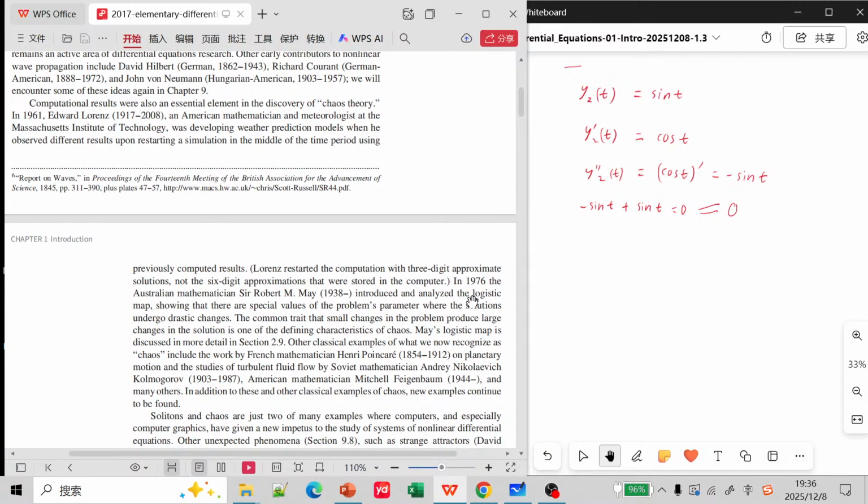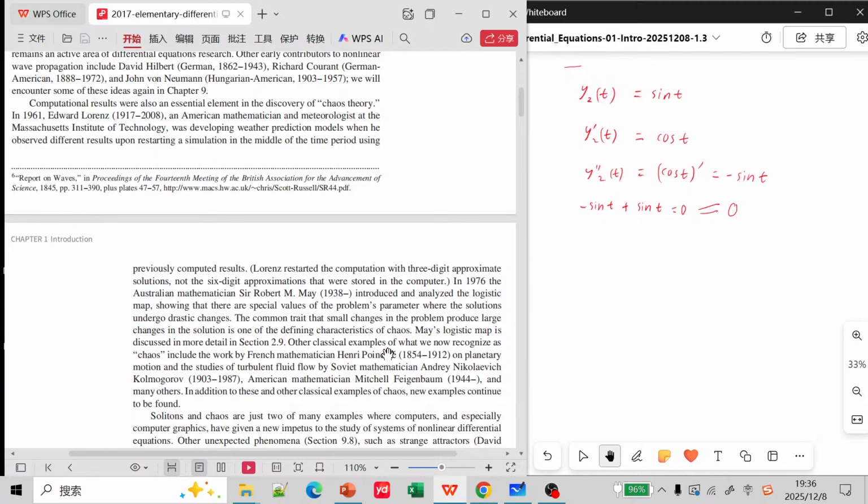In 1976, the Australian mathematician Sir Robert M. May introduced and analyzed the logistic map, showing that there are special values of the problem's parameter where the solutions undergo drastic changes. The common trait that small changes in the problem produce large changes in the solution is one of the defining characteristics of chaos. May's logistic map is discussed in more detail in Section 2.9.